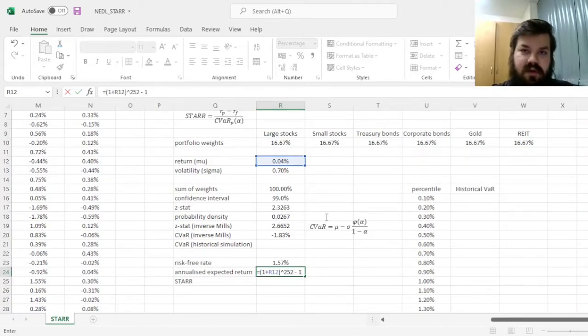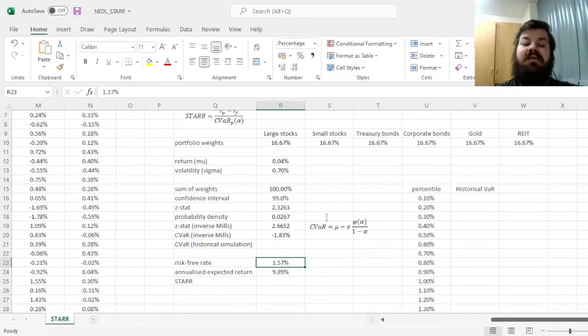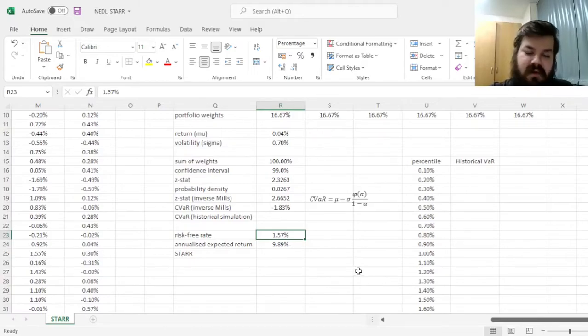Again, the usual annualization procedure. And we've got a risk-free rate of 1.57%. This is just, again, an assumption. You look up the most recent or the most relevant yield of a government bond, most preferably corresponding to your investment horizon in terms of its maturity, and that can serve as a risk-free rate.